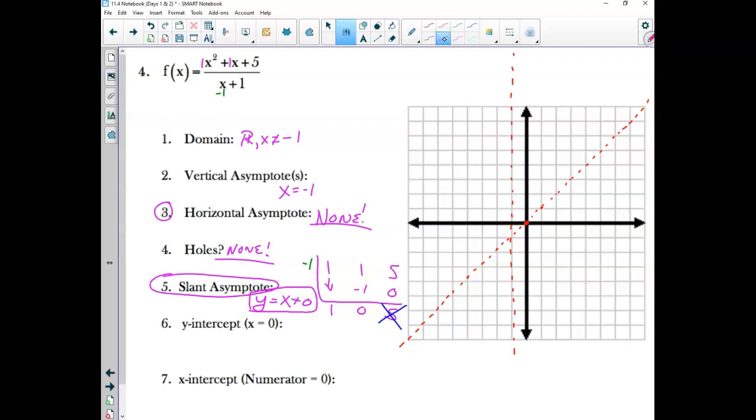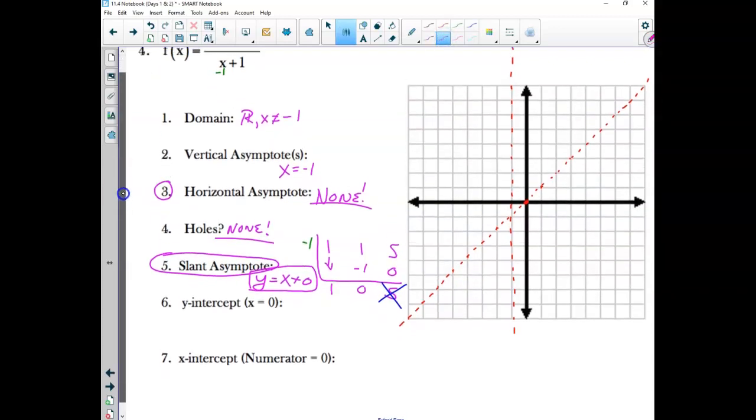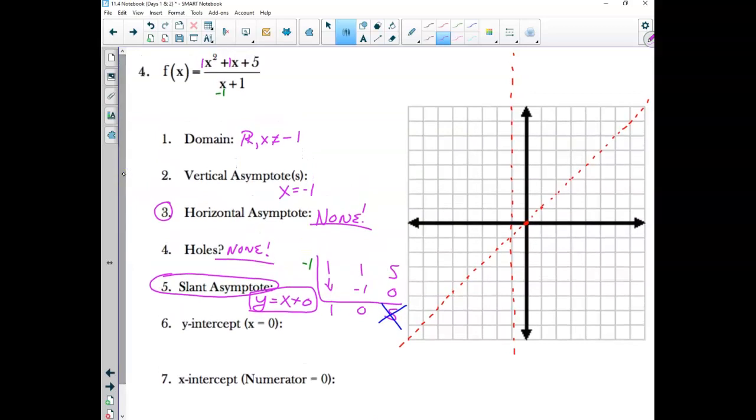And then from there, I'm going to find my y-intercept. My y-intercept is putting a 0 in for x. When I put a 0 in for x, these terms are gone, and I'm left with 5 over 1, so that's (0, 5). 0, 1, 2, 3, 4, 5, and I'm going to plot that (0, 5).